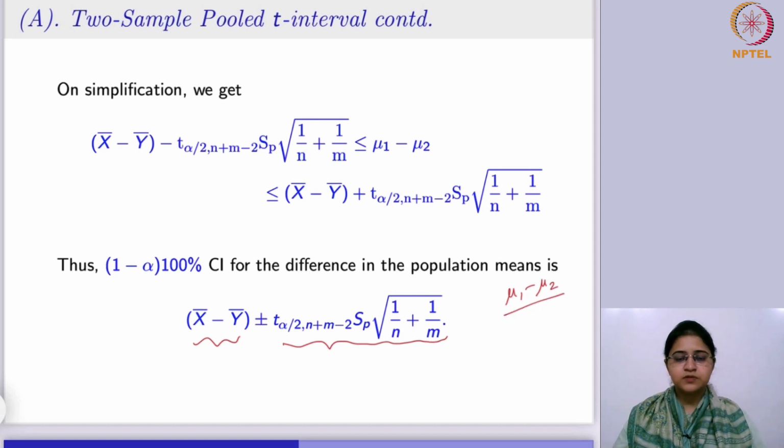So you can see that the proof is very simple, provided you have this information: what is the sampling distribution when you are drawing from two normal populations which are independent and have the same variance, because only when the variance is the same would your pooled variance come into the picture.